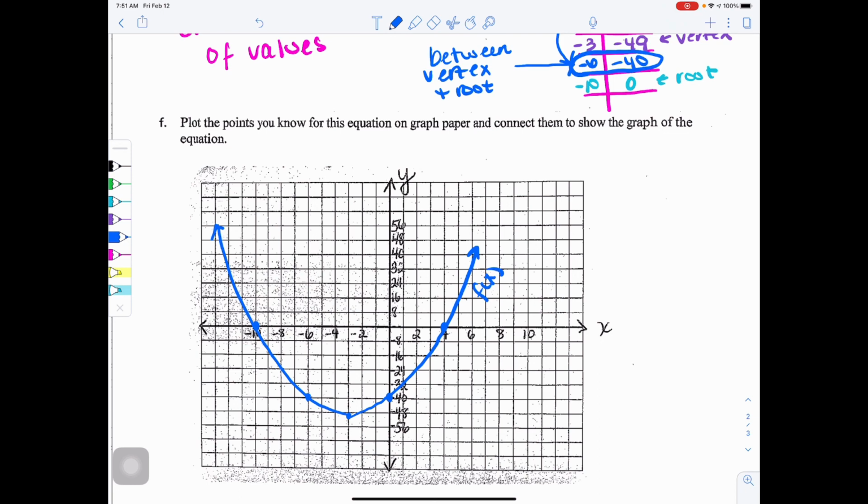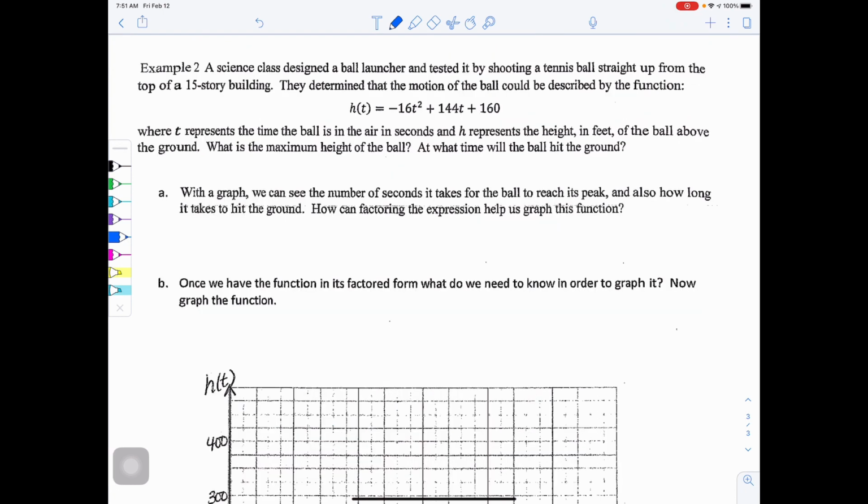So in example 2, a science class designed a ball launcher and tested it by shooting a tennis ball straight up from the top of a 15-story building. They determined that the motion of the ball could be described by the function h of t equals negative 16t squared plus 144t plus 160, where t represents the time the ball is in the air in seconds and h represents the height in feet of the ball above the ground. What is the maximum height of the ball, and at what time will the ball hit the ground?